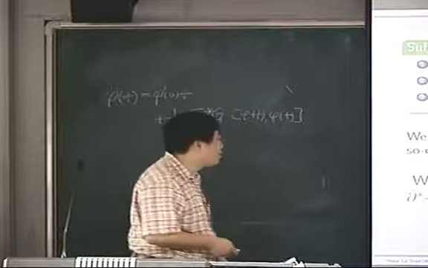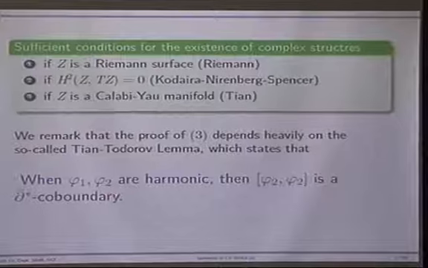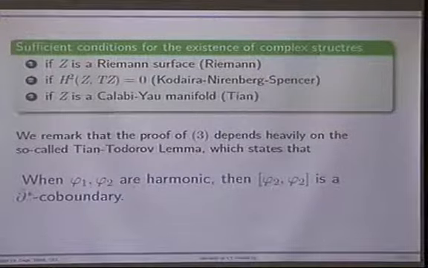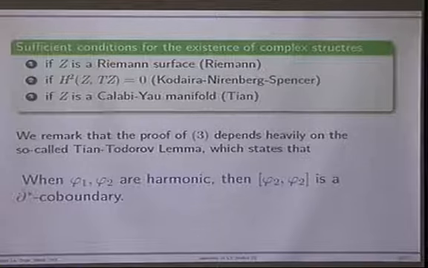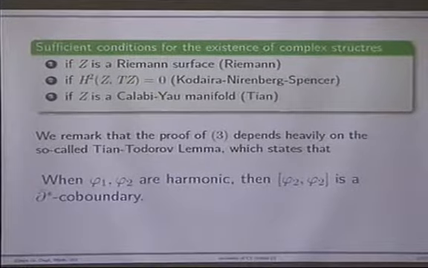The main consequence of this is that if we have two harmonic T_Z-valued (0,1)-forms, phi 1 and phi 2, then we can prove that their Lie bracket has to be d bar star coboundary. So this is a combinatorial result. And with that result, if this is d bar star coboundary, then the harmonic part of that has to be 0 by the Hodge decomposition theory.